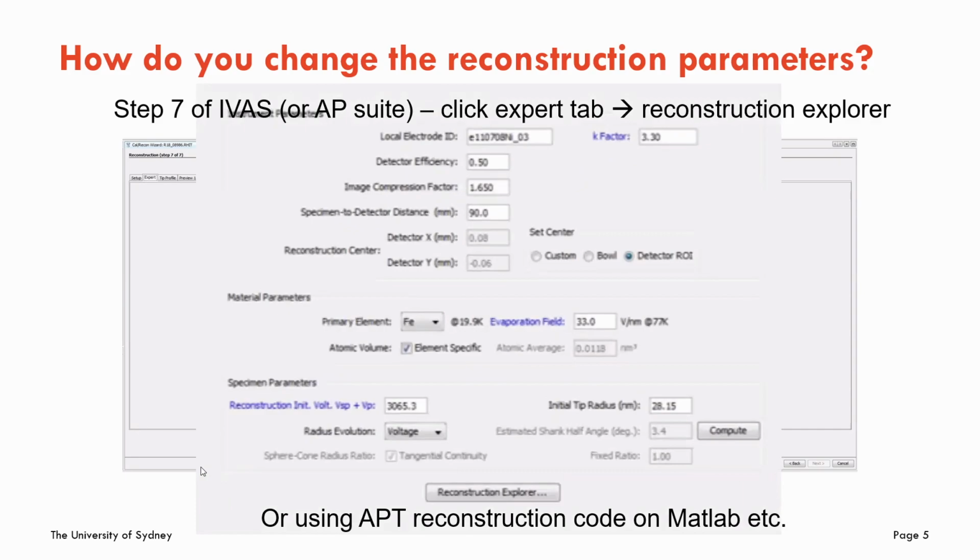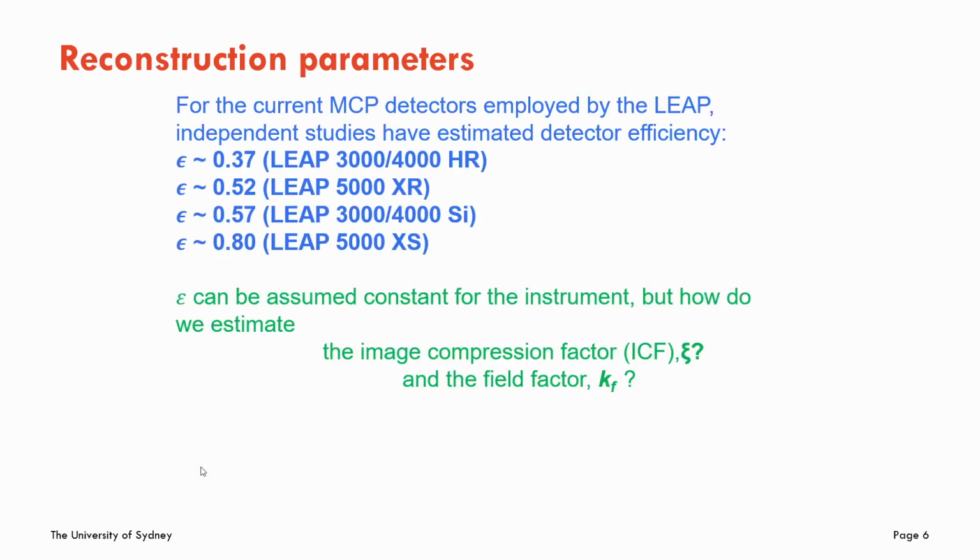And that's just a zoom in of the information there. I mentioned at the start, there are actually three main parameters. You've got the image compression factor and the fill factor, and then the two main ones that we need to calibrate. But it's also worth considering the detector efficiency.